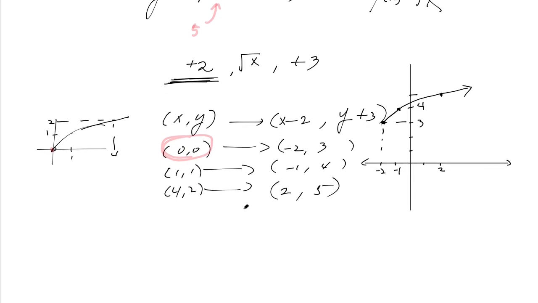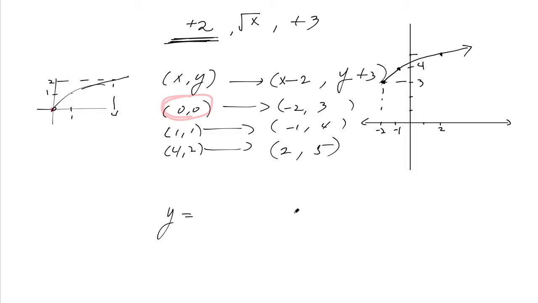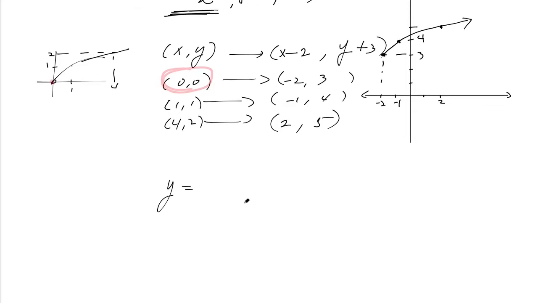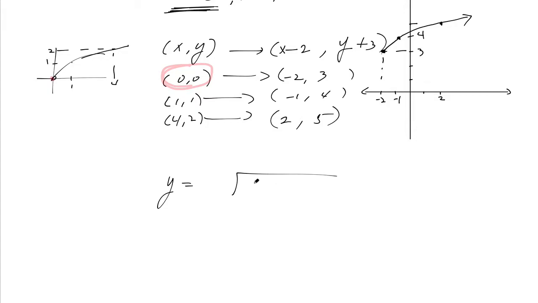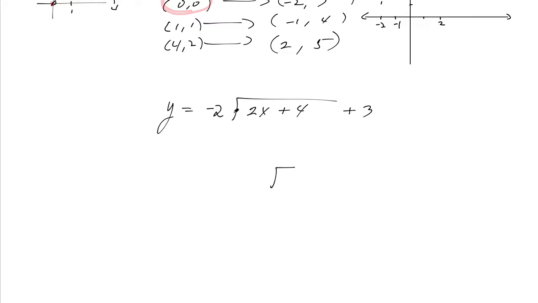Okay, let's do one more that's a little bit more complicated. This time, I'm going to put the root of 2x plus 4, times negative 2, plus 3. That's our parent function. What happens before the root function? First of all, we're multiplying by 2. Second, we're adding 4, and then we're square rooting it, and then we're multiplying by negative 2, and then we're adding 3.